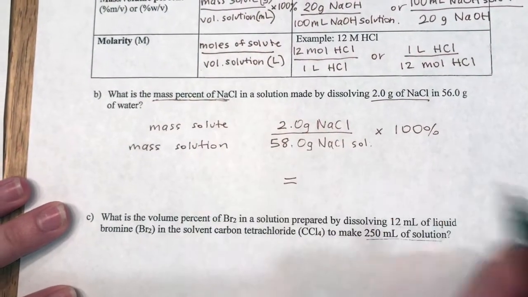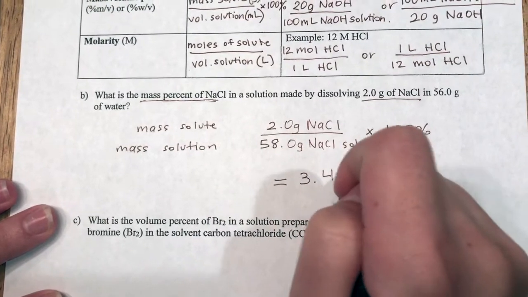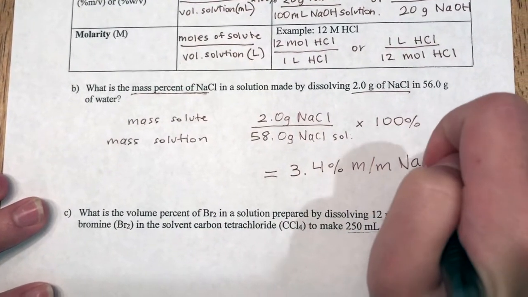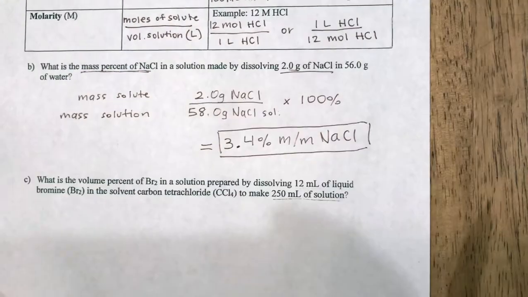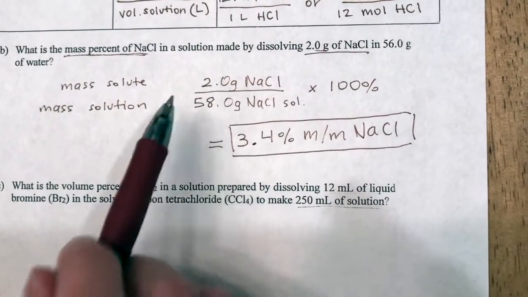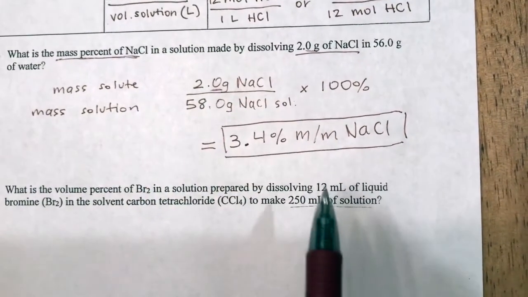And when you do that, it's going to give you 3.4% mass over mass NaCl. And then we want it to be rounded to 3.4% because the lowest amount of sig figs is the 2.0 grams, which has two significant figures.